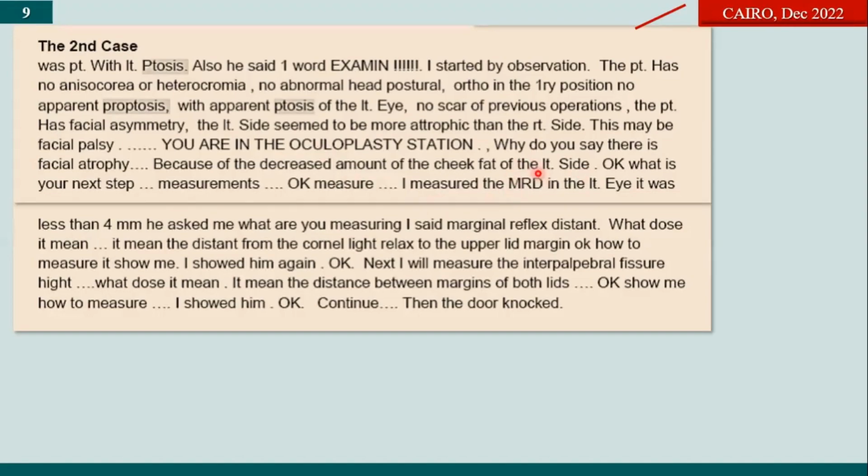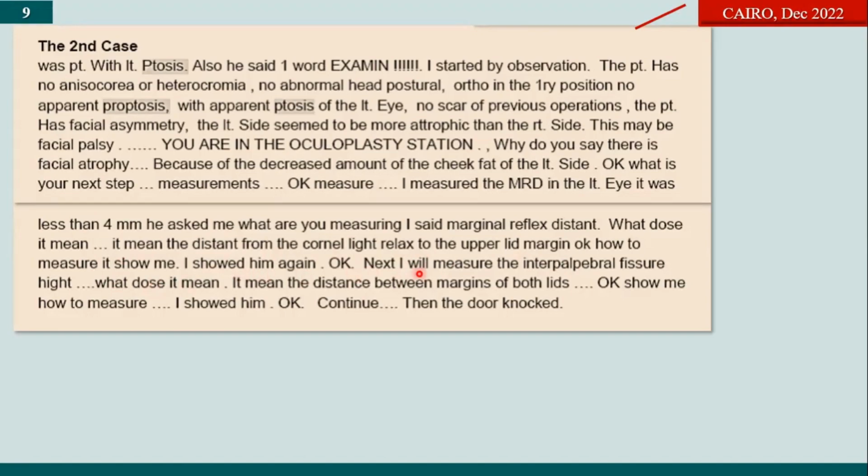Why do you say there is facial atrophy? Because of the decreased amount of cheek fat on the left side. Okay, what is your next step? Measurements. I measured the MRD in the left eye. It was less than 4 millimeters. He asked me, what are you measuring? I said marginal reflex distance. What does it mean? It means the distance from the corneal light reflex to the upper lid margin. Okay, how to measure it? Show me. I showed him again.